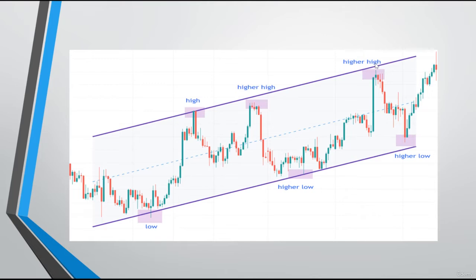All right. So this line is a kind of dynamic resistance. Why do we call it resistance? Because you can see whenever the price comes to these points, we can see we have had some reactions. All right. That's why we call them resistance. And it is not static. You can see the price is increasing. That's why we call it dynamic resistance. All right.